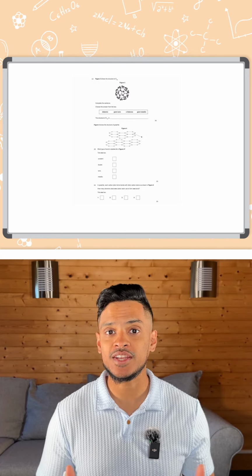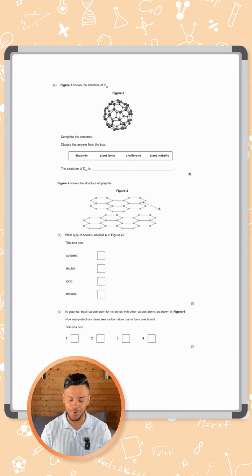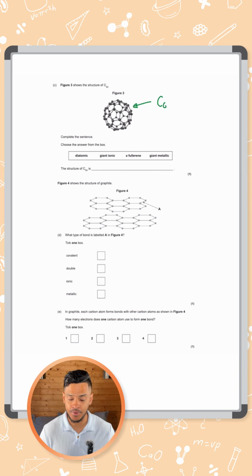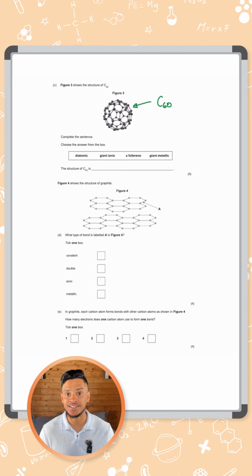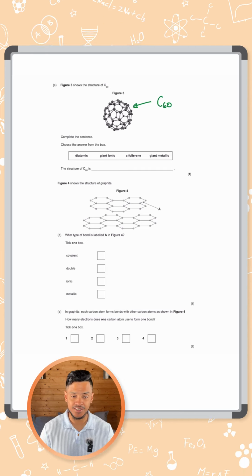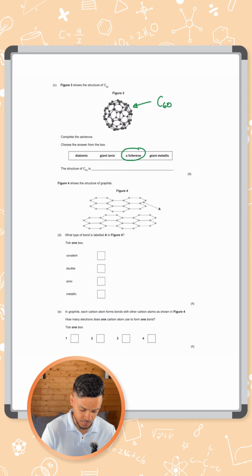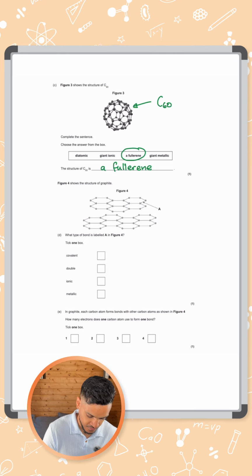Okay, so we have a question here on covalent bonding, particularly on the allotropes of carbon. So we've got the diagram of an allotrope of carbon here. It says it's C₆₀, and it asks us to complete the sentence. So the structure of C₆₀ is, this is just something you need to remember, it's the Buckminster fullerene. If you were to pick one of these options, that's an example of a fullerene. So that's the answer for the first one.